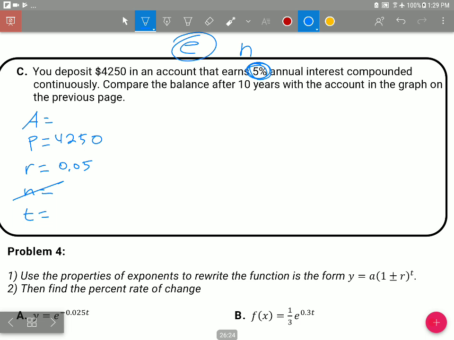Do we cross out N? Your equation is A equals P E to the RT. So do we need the N for this one? No. What are we using for time? 10. Oh, we're on C, I'm sorry. Take 10 seconds, write your equation.